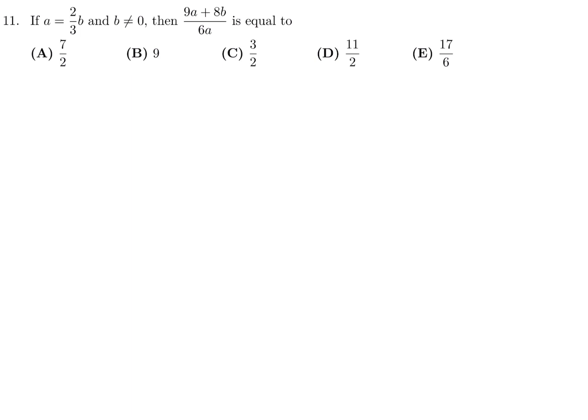All right, let's just do a direct substitution for b. First, I have to isolate for b. If a is equal to 2 over 3b, then that means 3a over 2 is b. So let's substitute that in. 3a over 2, and then that's of course all over 6a.